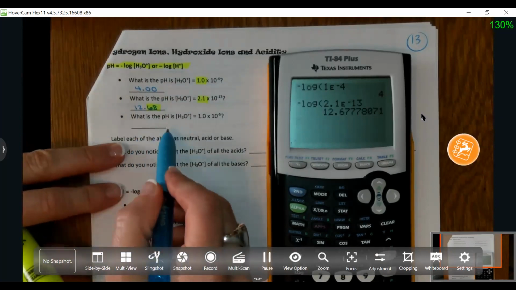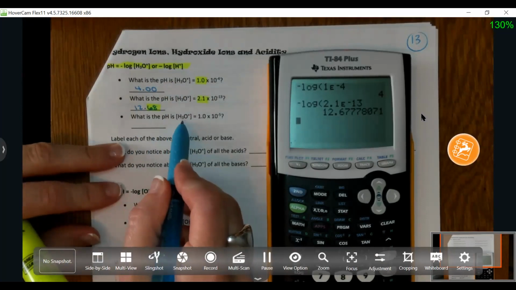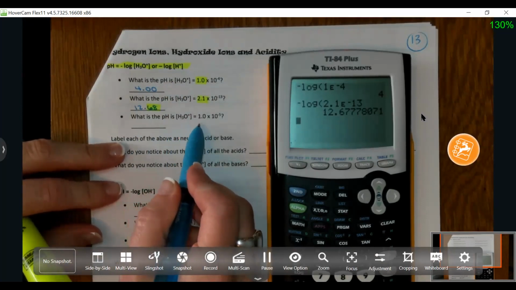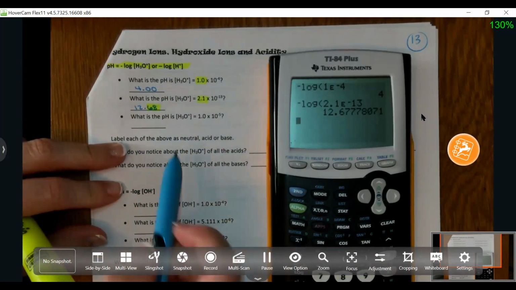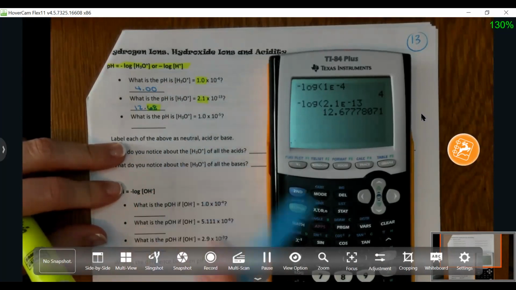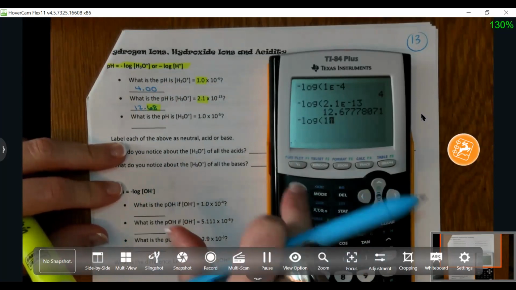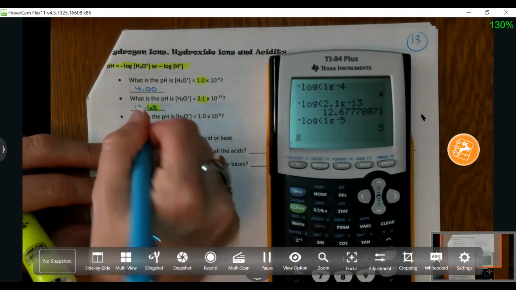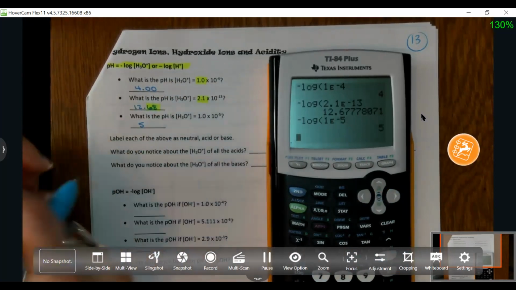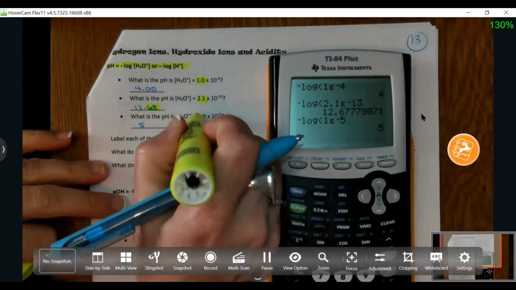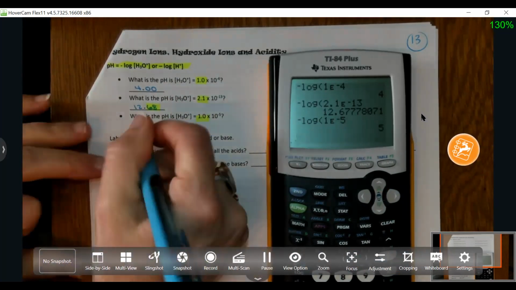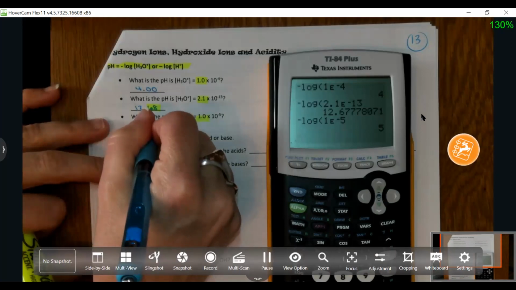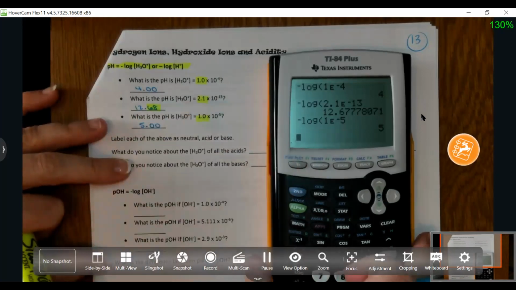What's the pH if my hydronium ion concentration is 1.0 times 10 to the negative 5th? Anytime I'm given the hydrogen ion concentration, I would do negative log, then my concentration, so 1 second E negative 5, and my answer would be 5. Now, how many numbers do I want after my decimal point? Well, I've got 2 sig figs here, so I'm going to have 2 numbers after my decimal point, so I'd have to put 5.00.